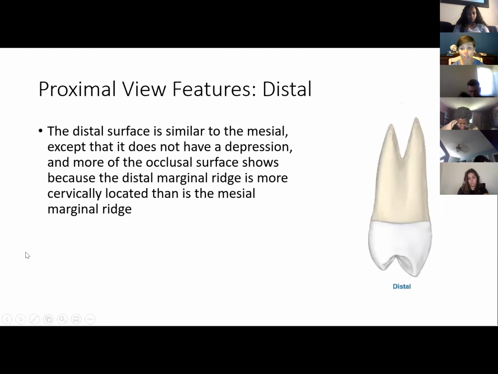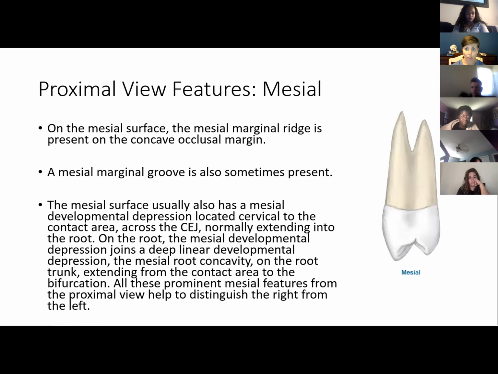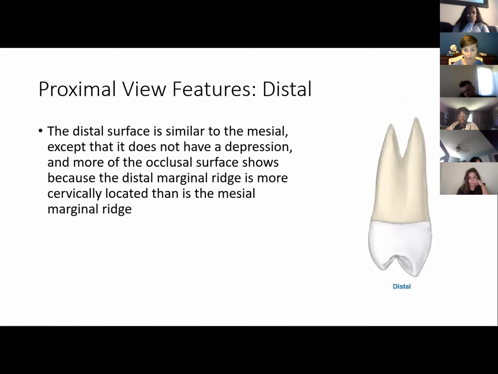Okay. On the distal surface, you can see right here, it doesn't have that depression. And even though there is a depression in the root, it certainly doesn't start on the distal surface. So although it's similar, the depression is not there. More of the occlusal surface is shown because the distal marginal ridge is more cervically located. So you can see that the distal marginal ridge comes up a little bit. Whereas here you can't see that much of the occlusal because the mesial marginal ridge is covering it on the other side, that distal.